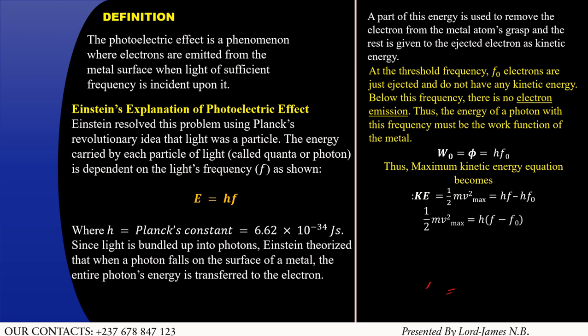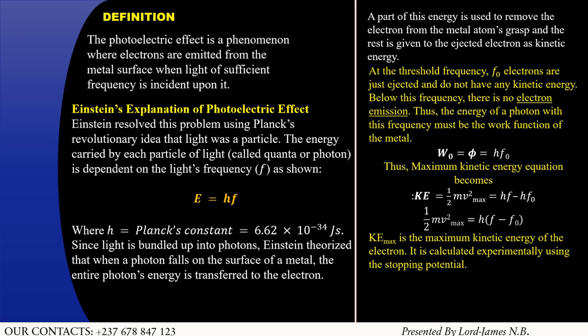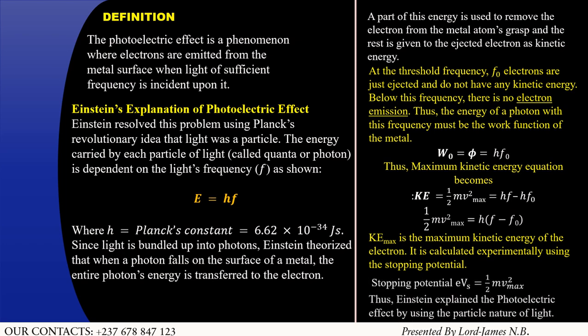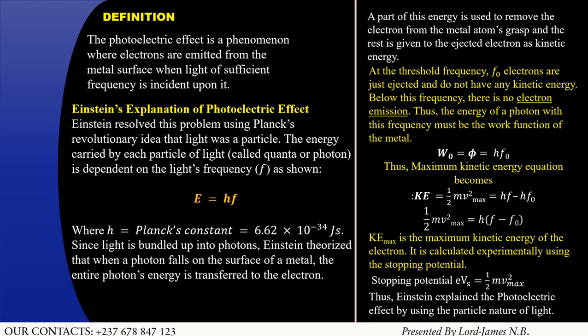So from there, the maximum kinetic energy is the maximum kinetic energy of the electrons, and it is calculated experimentally using the stopping potential. The stopping potential eVs is equal to a half m v max squared. Thus, Einstein explained the photoelectric effect by using the particle nature of light.